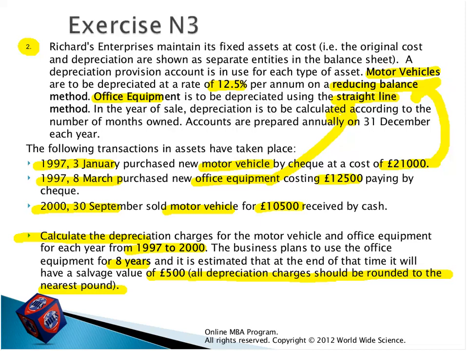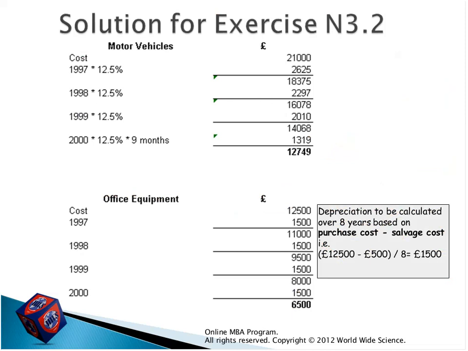So let's see the solutions. First of all, this assignment seems like a big one, with a lot of words and information. But we know that we have 2 kinds of assets, the motor vehicle and the equipment. They must be depreciated by different methods, right? Let's see the solution. First of all, the motor vehicle. You remember the motor vehicle was purchased at the price of 21,000. For the motor vehicle, we use the reducing balance method, right? Based on the assignment, the depreciation rate is 12.5%, right?